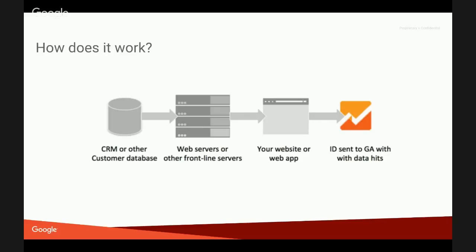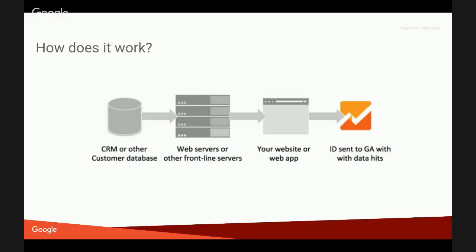So how does it work? The user ID enables the association of one or more sessions and any activity within those sessions with a unique and persistent ID that you send to Analytics. To implement the user ID, you must be able to generate your own unique ID consistently, assign IDs to users, and include these IDs wherever you send data to Analytics.